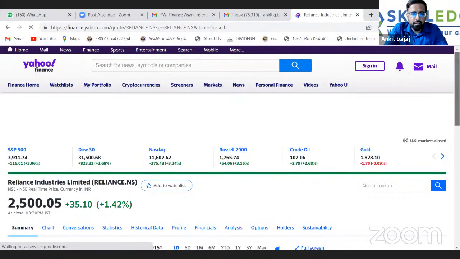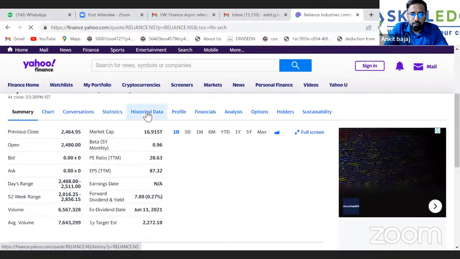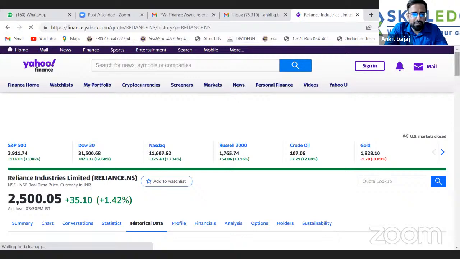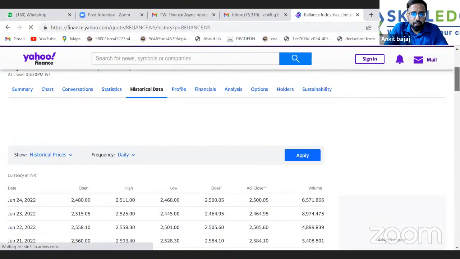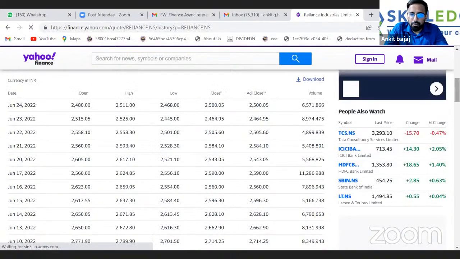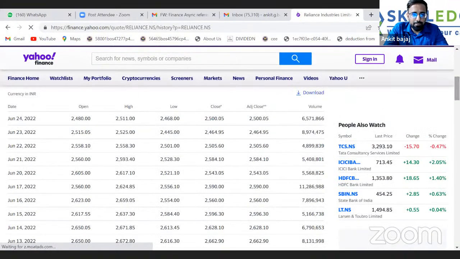Here I will be taking the data of Reliance Limited. Historical data. You can see the current price of Reliance is 2,500. If you want to find out standard deviation, you require the past performance of the company, so here I have fetched the stock price of Reliance Limited. You can see the data is given.